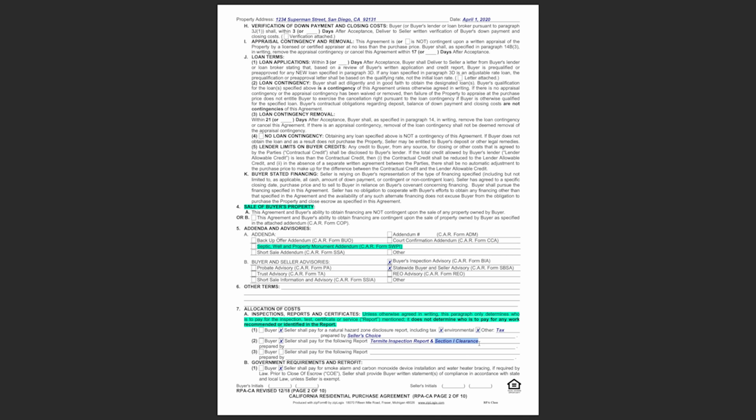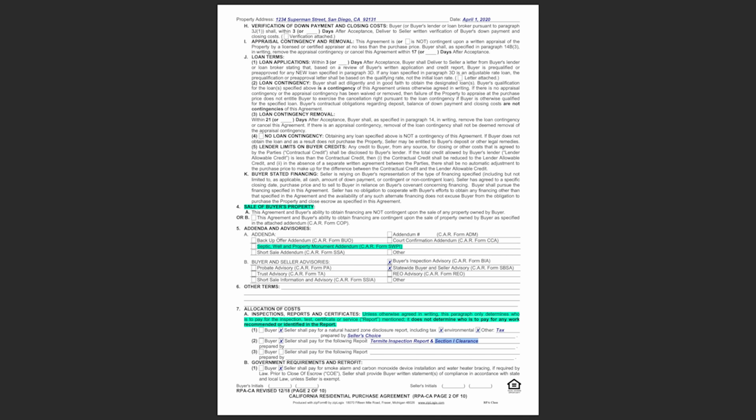Now, one of the revisions in the California purchase agreement years ago was they removed termite inspection out of the built-in inspections that was inside of here. So it used to say item number 2, seller shall pay for a termite inspection, including, and you had to check whether you wanted Section 1 or Section 2 items to be paid for by the seller. At that point in time, years ago, it was common for the seller to pay for Section 1 items.